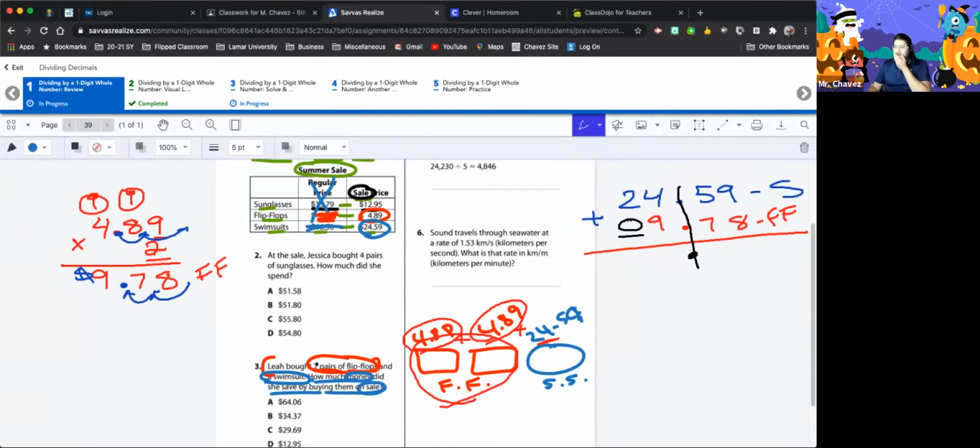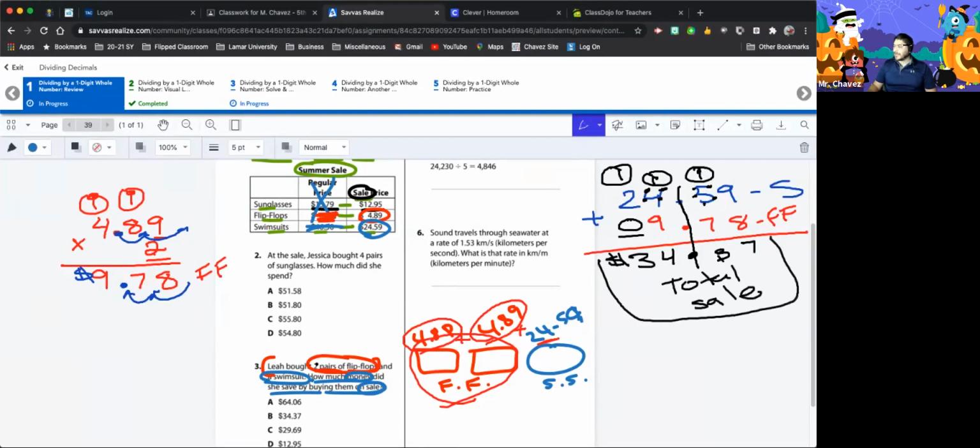So that's what you got, Ryan? Let's see if me and you match. If I get 9 plus 8, that's going to be 17. I carry the 1. 7 plus 5, let's see, 8, 9, 10, 11, 12, plus 1, 13. Carry the 1. 9 plus 4, 10, 11, 12, 13, 14. Carry the 1. 1 plus 2 is 3. And there we go. There's the total with the sale price, $34.37. So our answer is letter B. Easy peasy, lemon squeezy.